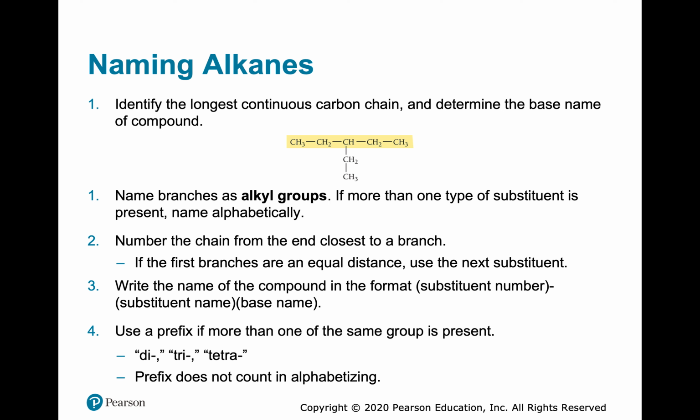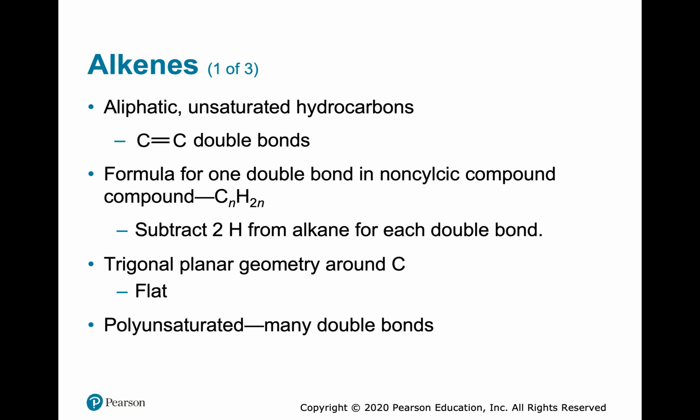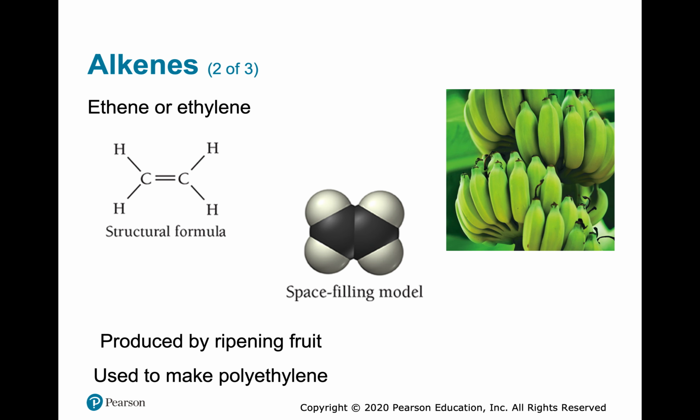If you have more than one group, you have di, tri, tetra. And alphabetizing doesn't matter. Okay, so for unsaturated double bonds, you use ENE. The trigonal planar geometry on carbon, it's flat, so that's talking about the geometry around it. That's more for when you play with models. I already mentioned polyunsaturated. And ethylene, even though I'm using the common name, ethylene.